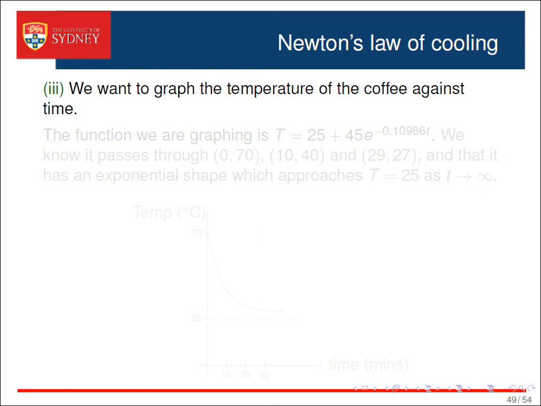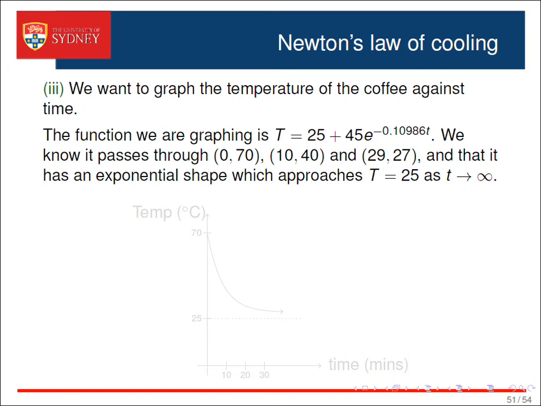Finally, we want to draw a graph of the temperature against time. Here is our function which we considered earlier on. And we have the coordinates of 3 points on our curve. And we know it approaches 25 as t goes to infinity. So, the graph will look something like this. Notice that 25 is an asymptote for the graph. That is, as time goes on, the temperature of the coffee will get closer and closer to 25 degrees.